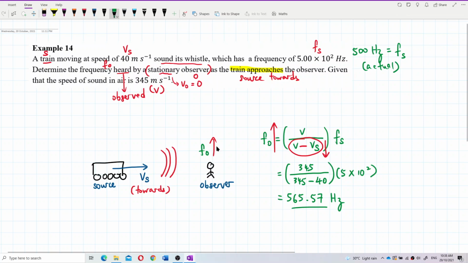This is the frequency let out by the source, but the observed frequency is higher because the wave is being compressed. So you see, 565 is higher than 500. Correct. The observed frequency has increased. So that's all for this question. Bye.